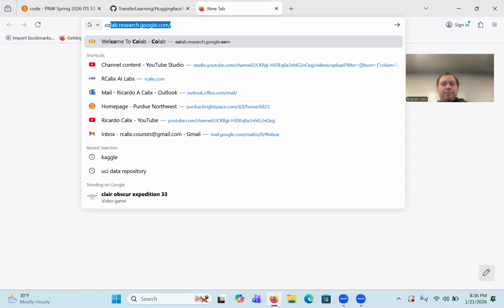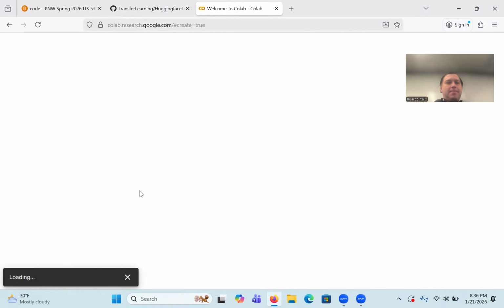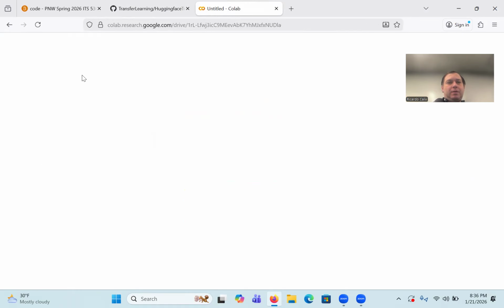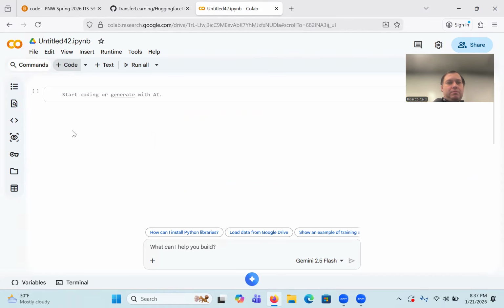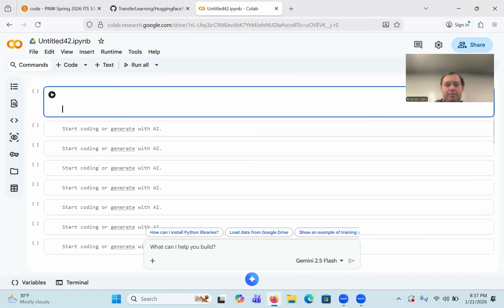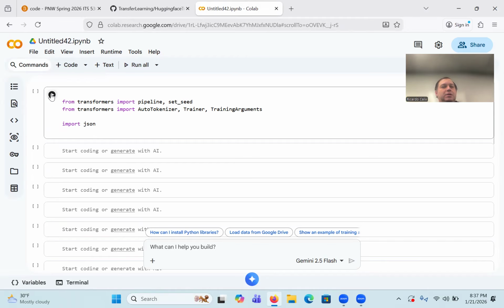So let's go ahead, first of all, and do this. Go to Colab. Notebook. Cool. So again, our library for a lot of these tasks is going to be Hugging Face transformers. Notice we're using pipeline, AutoTokenizer, Trainer, TrainingArguments. Okay, so let's run this.